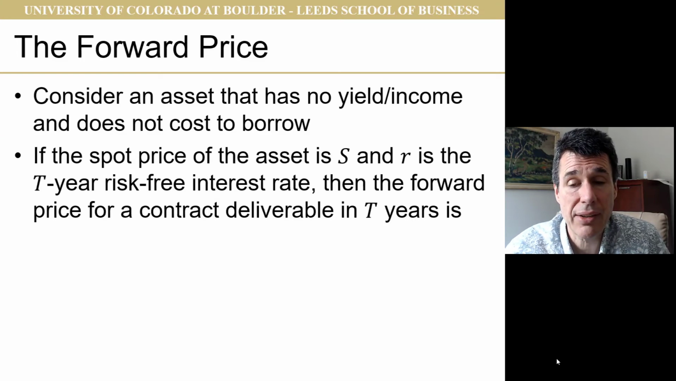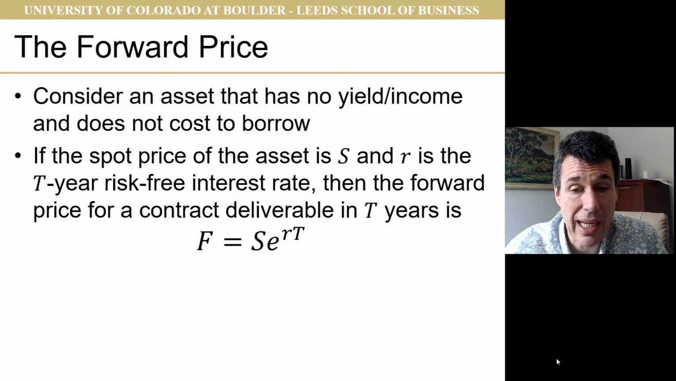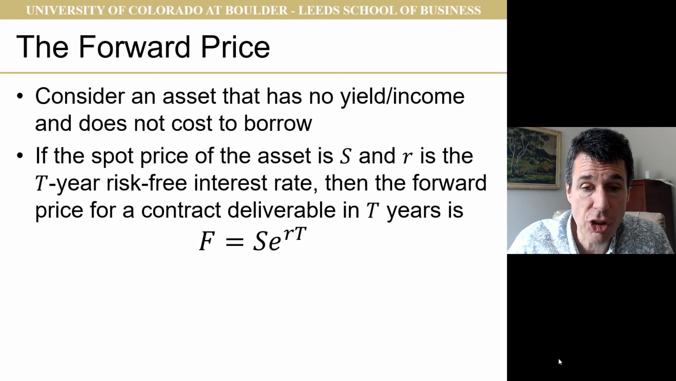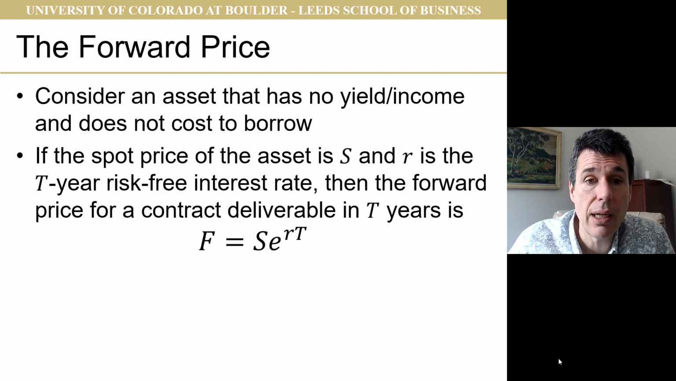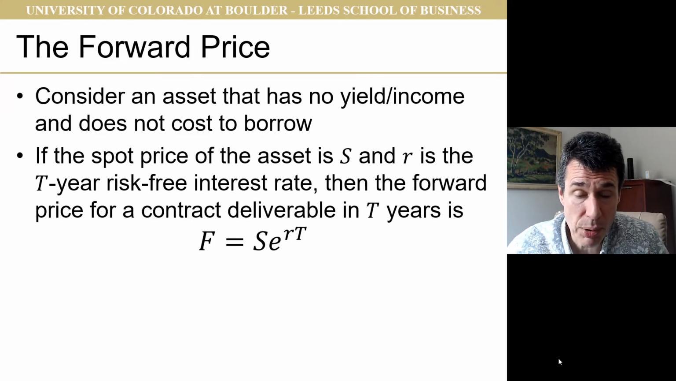If the spot price of the asset is S and R is the T-year risk-free interest rate, then the forward price for a contract deliverable in T years is F equals S e to the power RT. S, the spot price, e to the RT is that spot price grown to the time T at the risk-free rate. So, let's go through the arguments. I'm going to take you through a couple of arguments which prove, again, under those assumptions, that the forward price is S e to the RT.